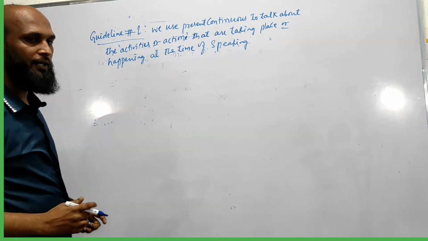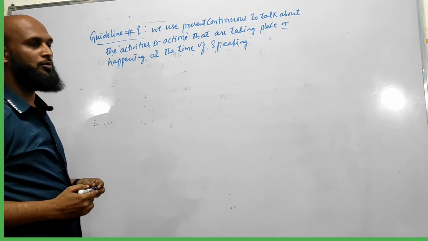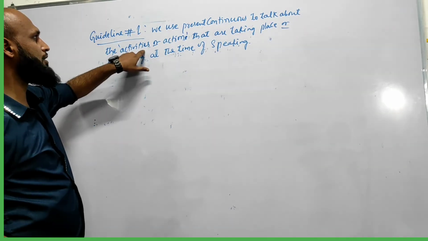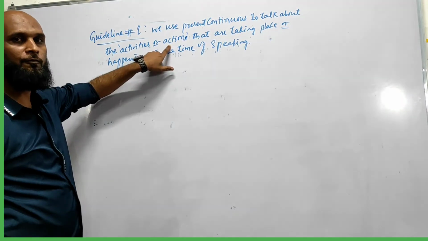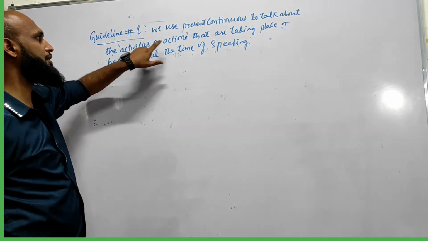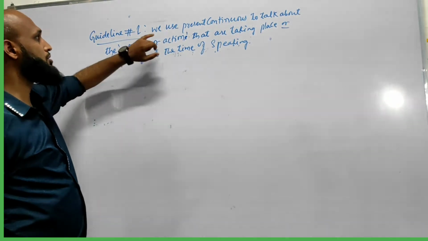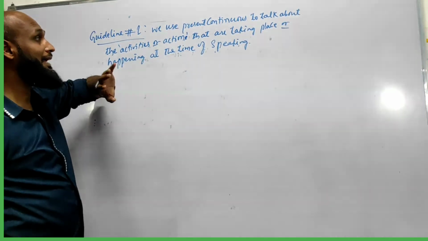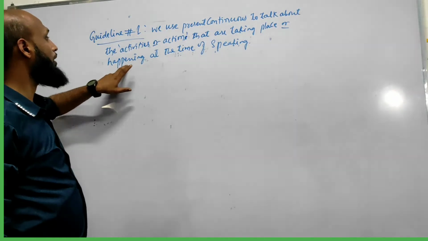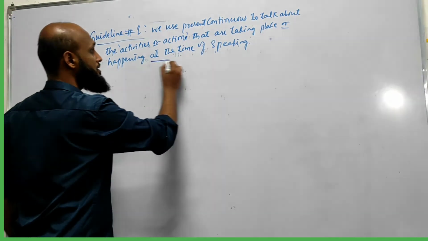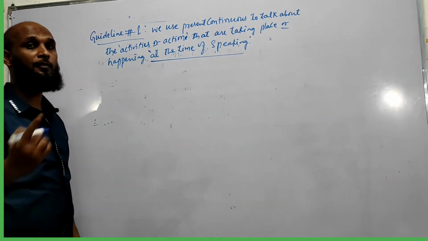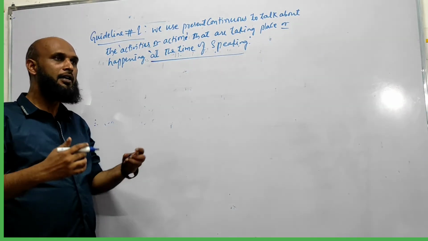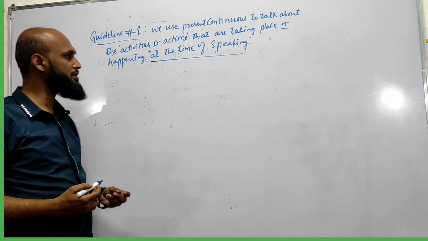Alright? This is really a very important guideline I want you people to focus on. See here, the most important point is activities or actions. Our prime focus, our main focus is on activities and actions here. So we use present continuous to talk about the actions or activities that are taking place or happening at the time of speaking. This is again a very important point, at the time of speaking. When you are talking about that activity, it needs to take place at that point of time, and that is when you are going to use present continuous.